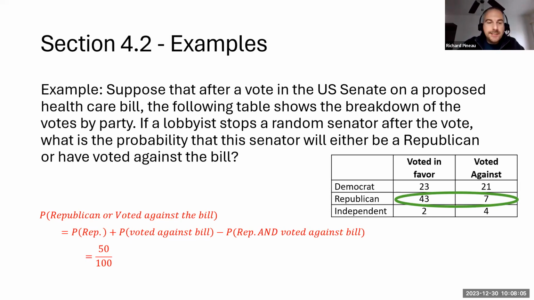2 representing each state. Now the question is, how many voted against the bill? Okay, well, that's the sum of 21, 7, and 4, so that would be 32 out of the 100. And I want you to notice something. We circled a number on here twice, didn't we? That number happens to represent the number of Republicans who voted against the bill. So that's the extra number we have to remove. We counted it twice. So we're taking that 7 out, and we end up with 75 out of the 100 senators, or 0.75.